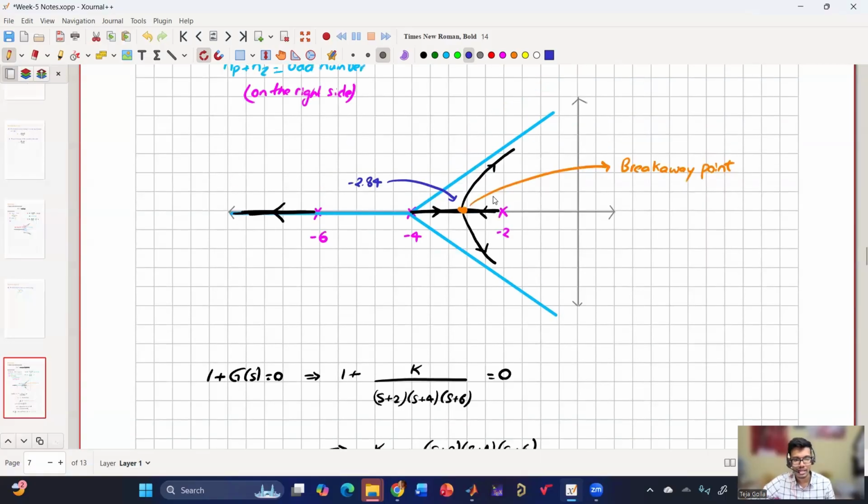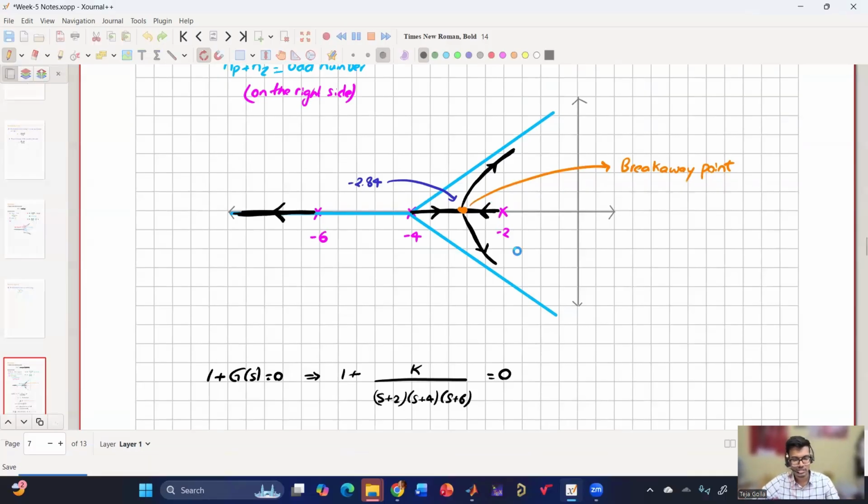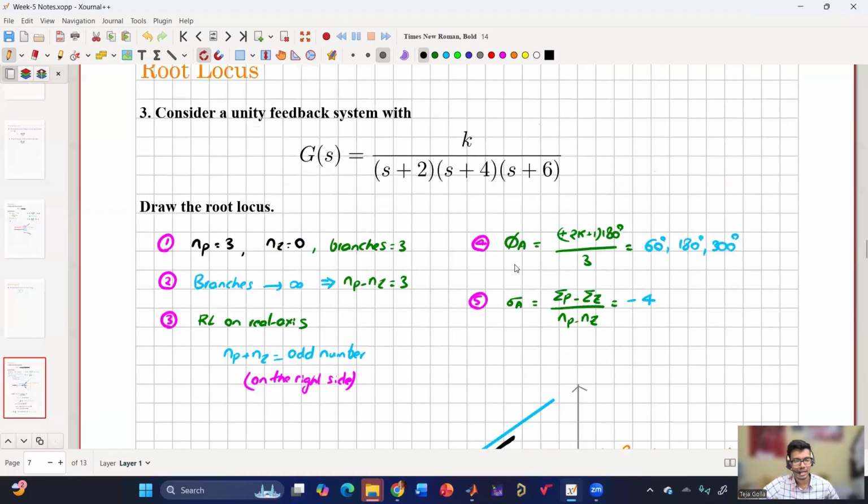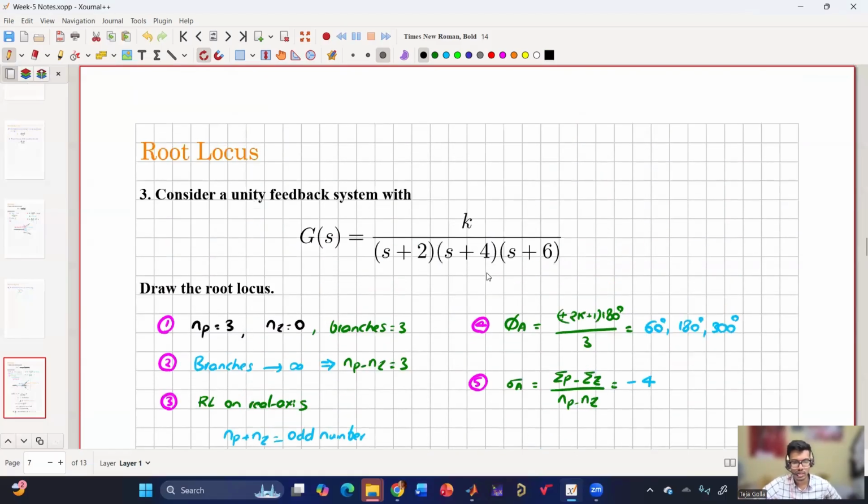So the black color is the root locus. The final root locus is: this will come in this direction, this will come in this direction, they will hit and then they will move towards the asymptotes. And this one is simple, it will be moving towards infinity in this direction. So now let us do it in MATLAB and see whether whatever we are doing is correct or wrong.